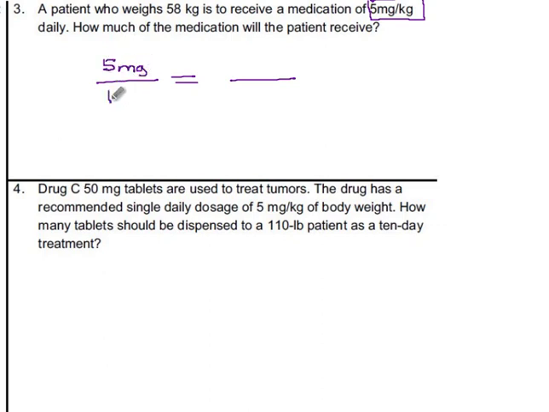This means for every 1 kilogram of mass that you have, we're going to give you 5 milligrams of whatever this drug is. And then the question is, how much medication do we give to a 58 kilogram person? I've got milligrams on top, kilograms on the bottom, all lined up. When you cross multiply this, you go 5 times 58, which is 290, divided by 1 is still 290. So the dosage is 290 milligrams per dose.